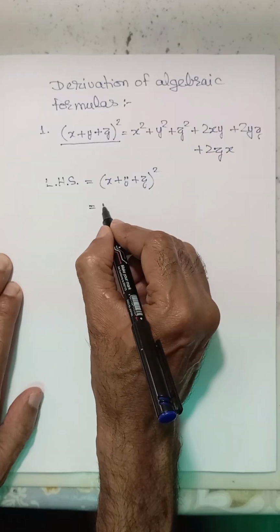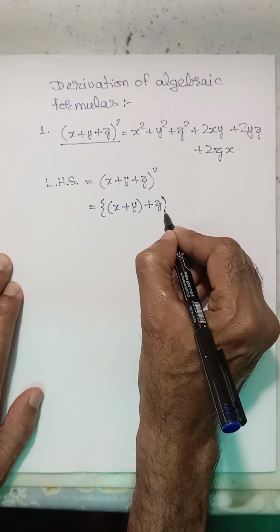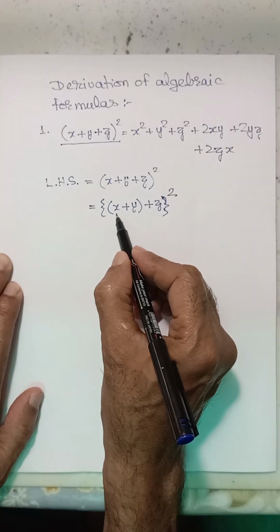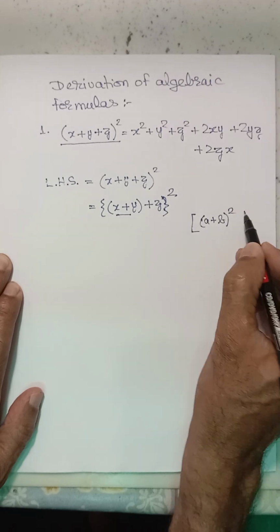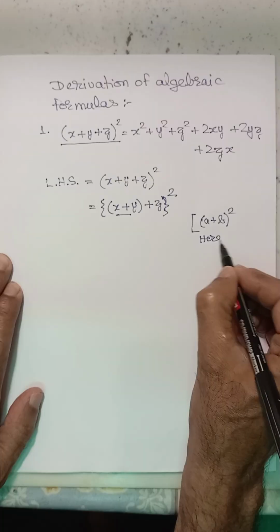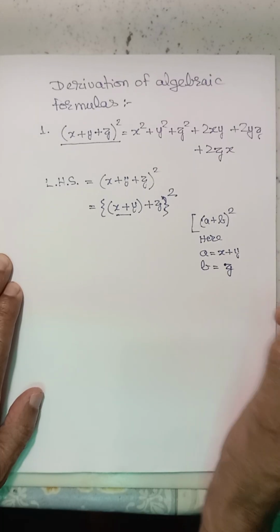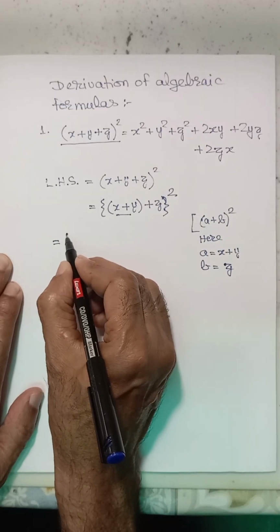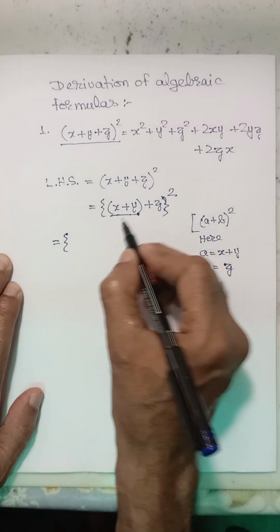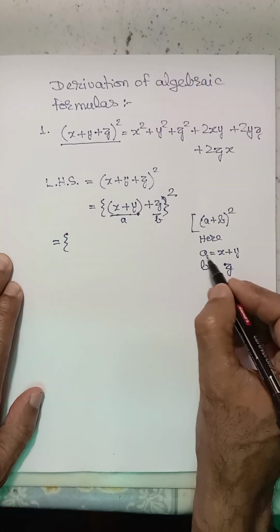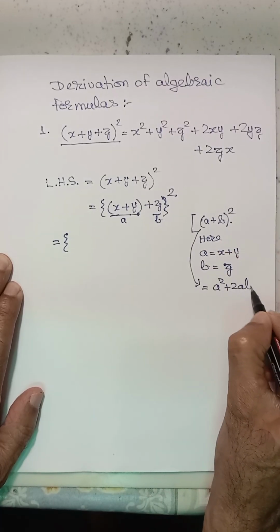This can be written as (x + y + z)², where we have divided it into two parts. Now we will apply the formula of (a + b)². Here a is equal to x + y and b is equal to z. We will first expand. This is a and this is b. So the formula is (a + b)² = a² + 2ab + b².